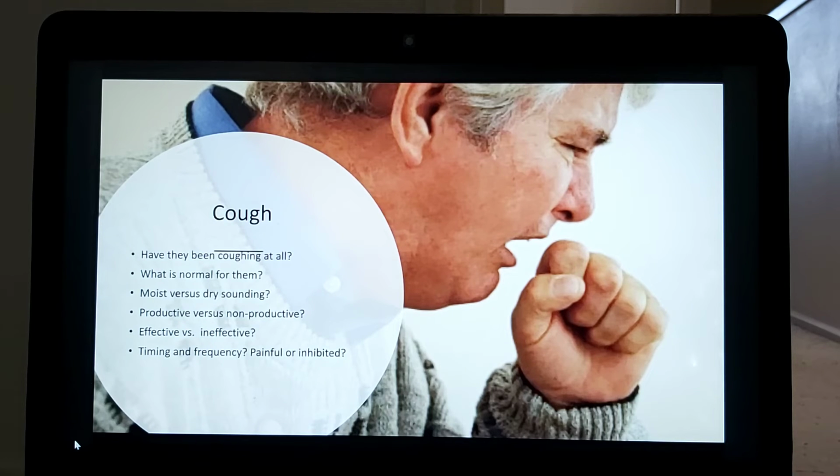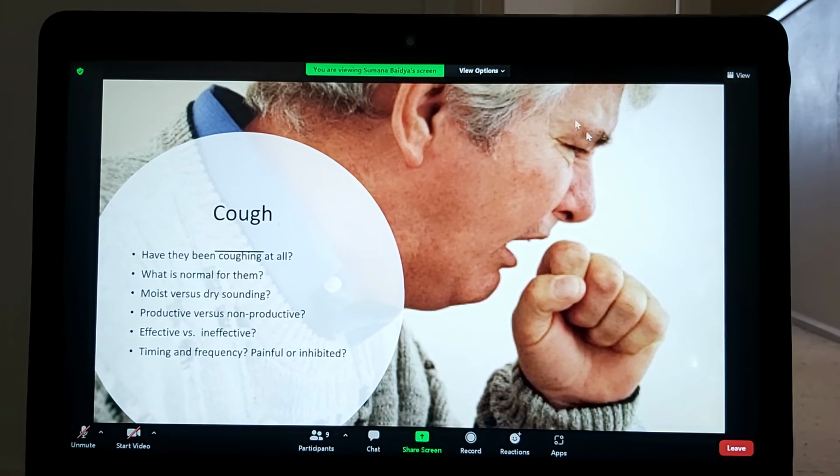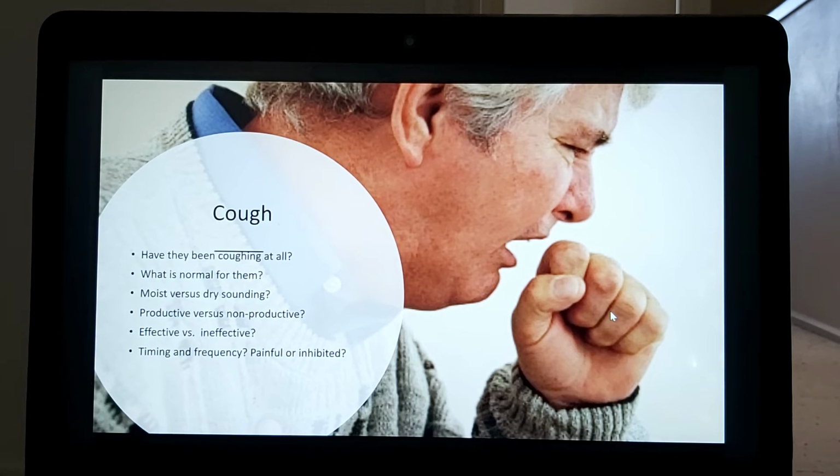Then you'd ask how many times a day you are coughing, how frequently you are coughing, and then is it painful? Does it hurt around the lateral chest, or around the tummy, or even the throat? Some will have pain around the throat or the central chest area. And is it inhibited? Inhibited means, because of the pain, they are not coughing as hard as they want to, and they're avoiding that.